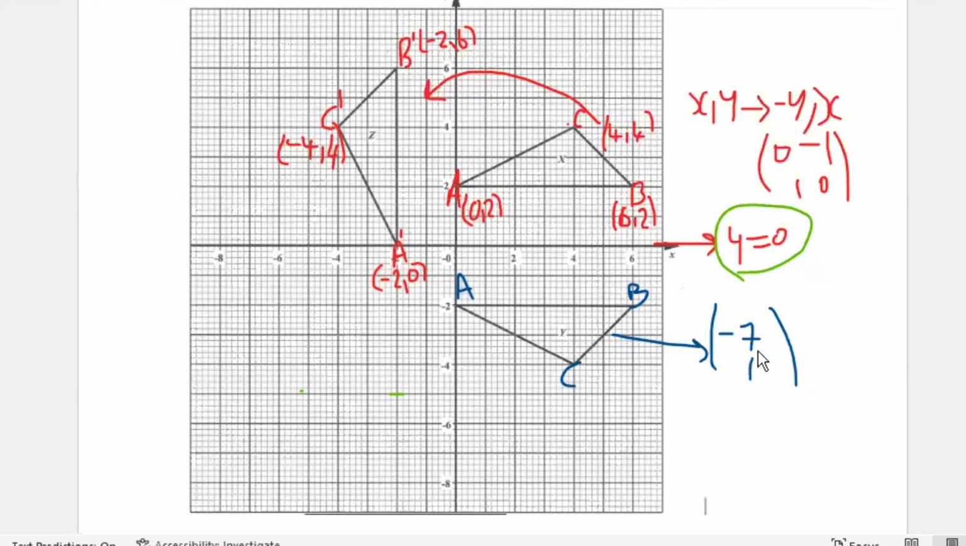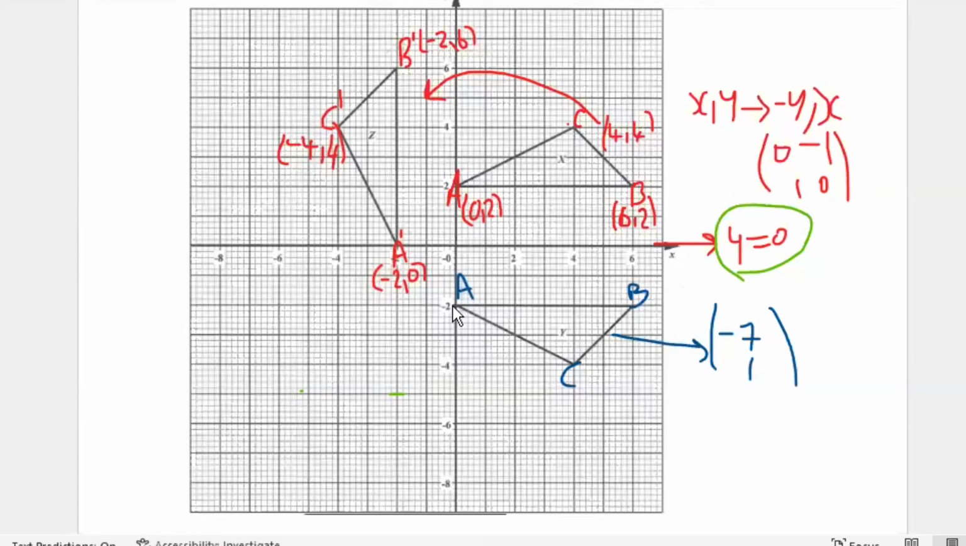So I'm saying using this translation vector, instead of working it out using the formula of object plus translation vector equals image, you can use the graph and find it. What this is telling us is that for each point, you're going to carry it 7 places to the left. That is what the negative sign means. And because the 1 is positive, you're going 1 up.